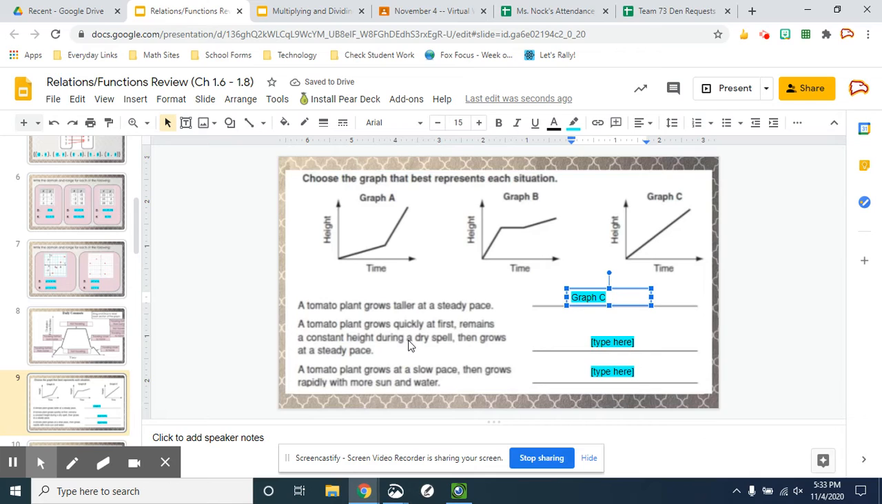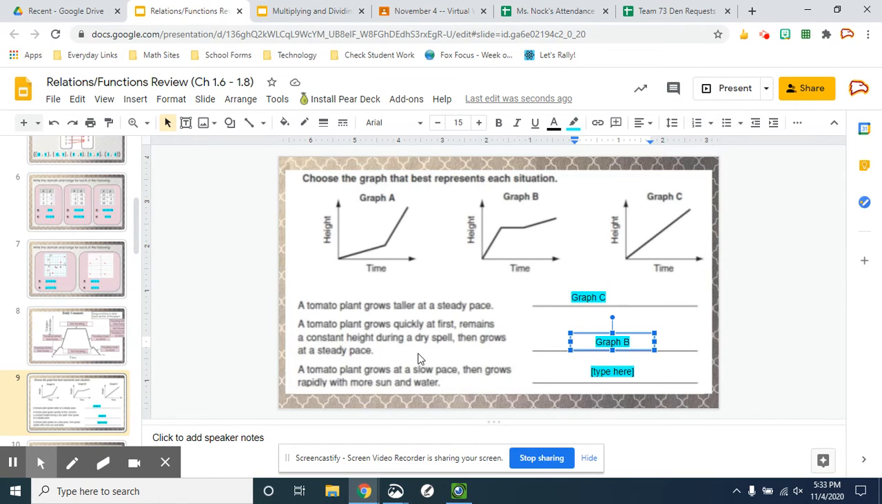So a tomato plant grows quickly at first, remains a constant height during a dry spell, then grows at a steady pace. So this one right here shows it's growing and then it immediately starts growing faster. Here it's growing and then this flat line means that the height's not changing. So that means that this one's going to be graph B. And then you can see that it still remains to grow after that dry spell.